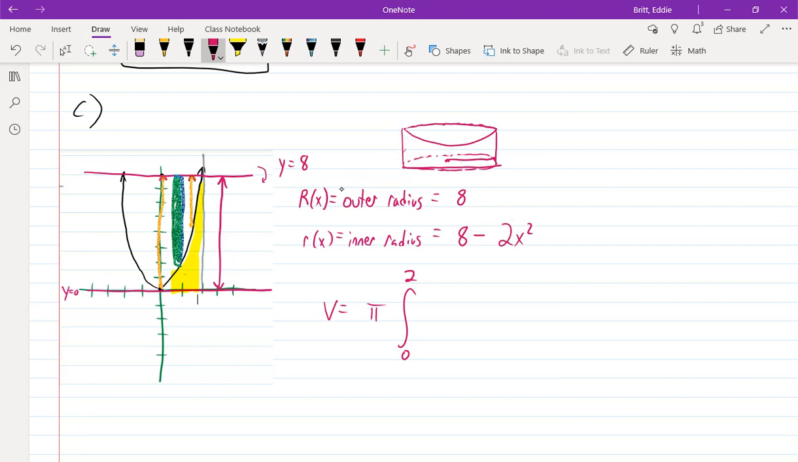Okay? And so what's my formula? My formula is capital R of x squared. So it's going to be 8 squared minus little r of x squared. So it's 8 minus 2x squared, squared. Now remember, when you square a binomial, that doesn't just mean square the first term and square the second term. You have to say 8 minus 2x squared times 8 minus 2x squared.